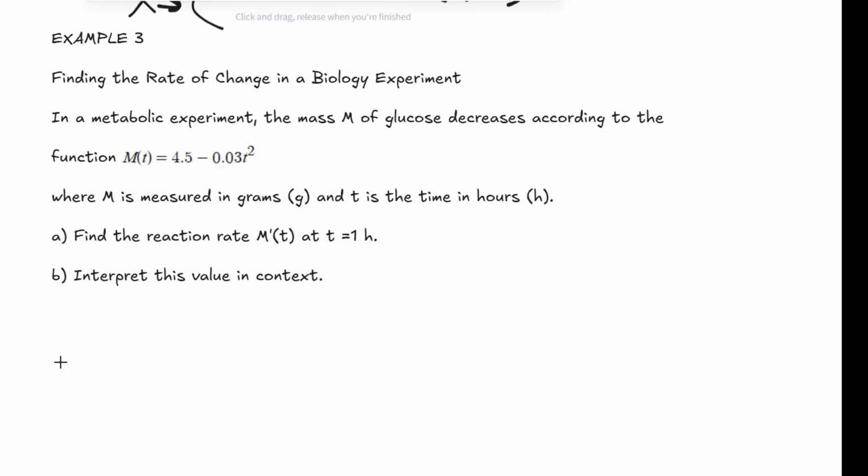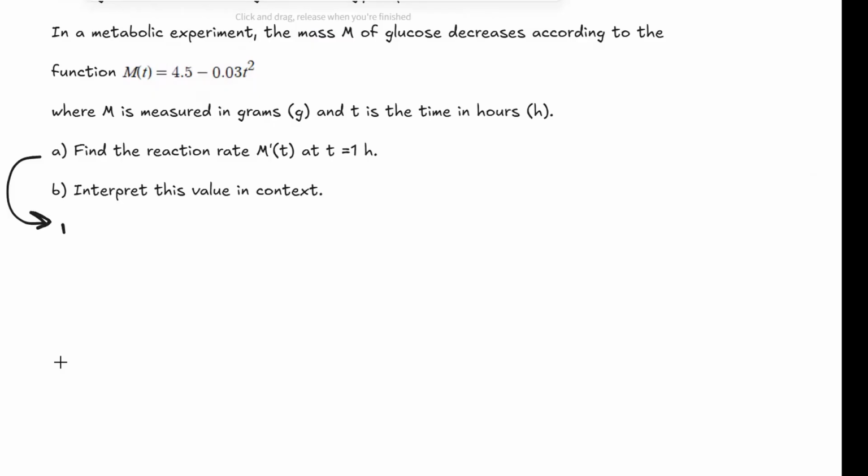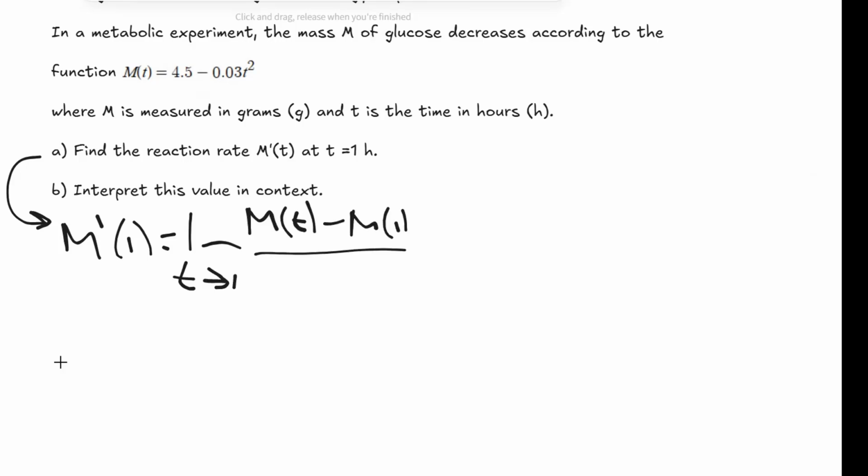Let's look at an example where there is an actual context. So in a metabolic experiment, the mass m of glucose decreases according to the function m of t, where m is measured in grams and t is the time in hours. First, we want to find the reaction rate m prime at t equals 1 hour, and then interpret that value in context. For part A, m prime of 1 is going to be the limit as t approaches 1 of m of t minus m of 1 over t minus 1.